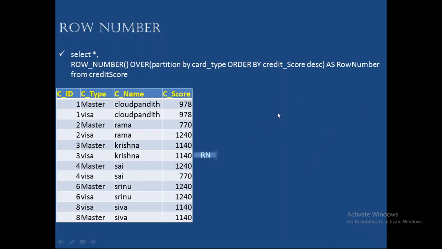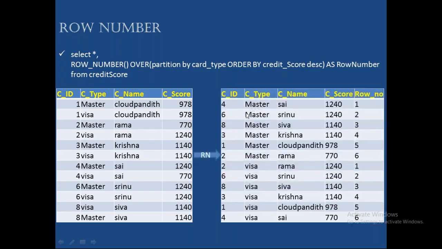See now I have only 2 groups. This is the master card group, this is the visa card group. In this you see highest scores 1240, 1240, 1140, 1140, 978, 770. These are the master cards, and this group is also ordered by credit score descending. Credit score descending means the score is arranged from highest to lowest. The highest one is Sai, next highest is Sri, next is Siva. In this order I displayed.